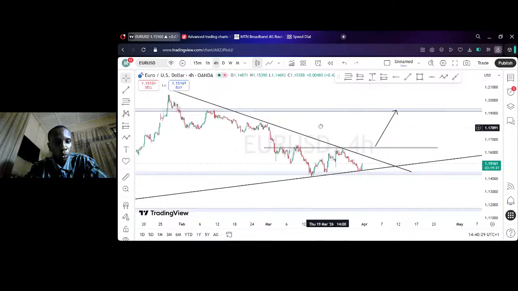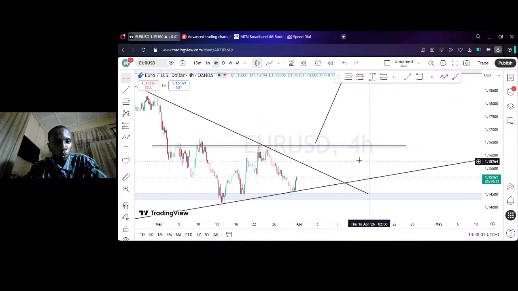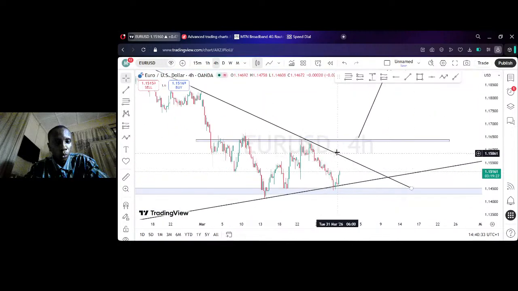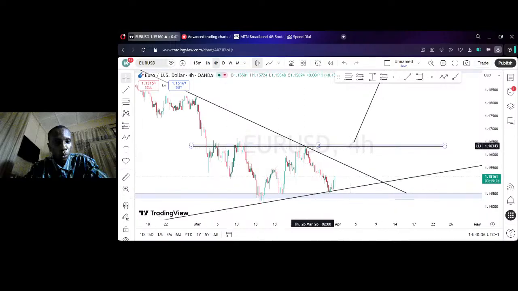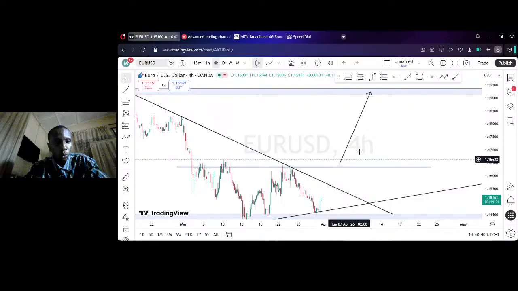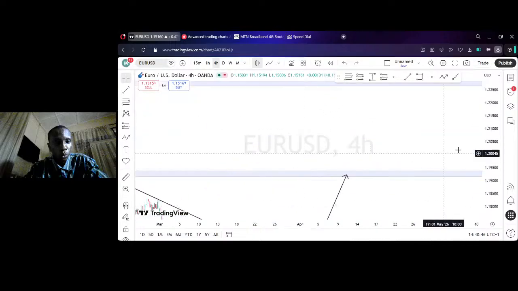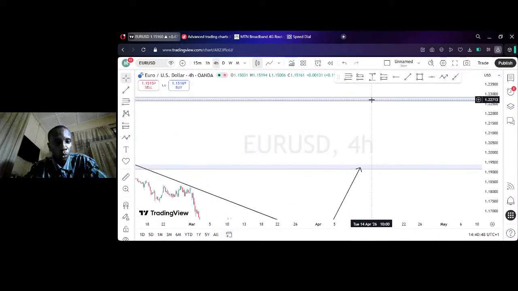And if price can successfully clear out from this trend line right here upon the fifth attempt, it is coming to test this level of resistance. And if price can clear this resistance level, we are coming to the upside to attempt this major level of resistance right here. And if price can break through, we are coming here.